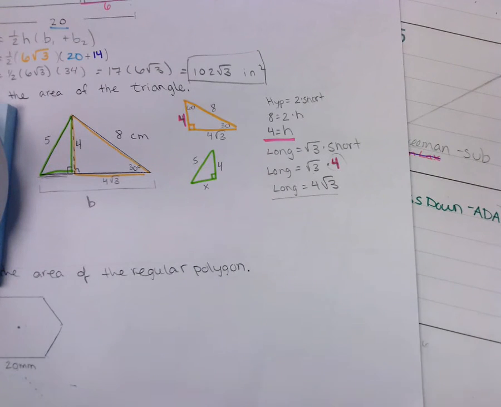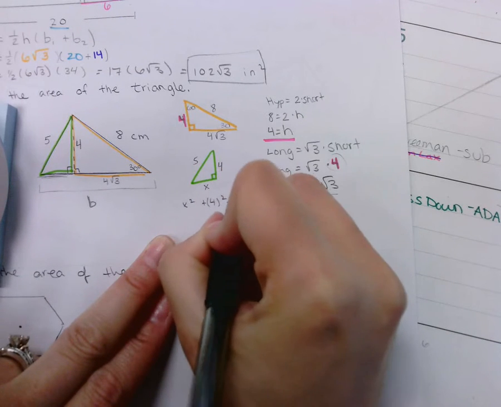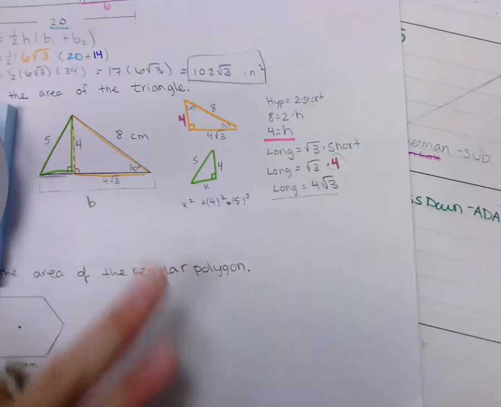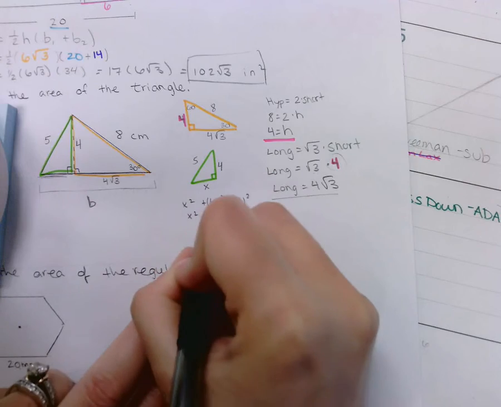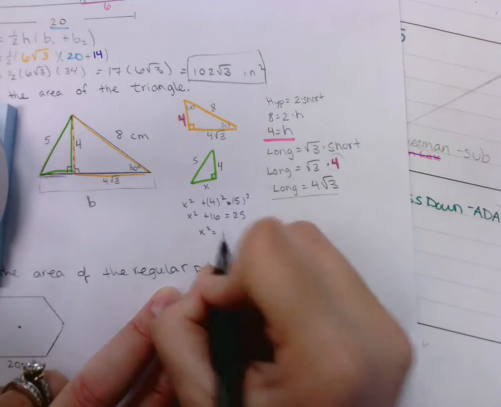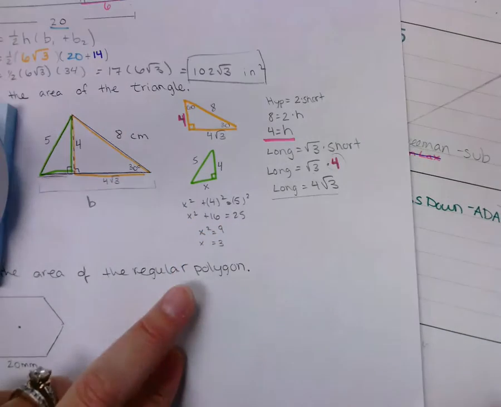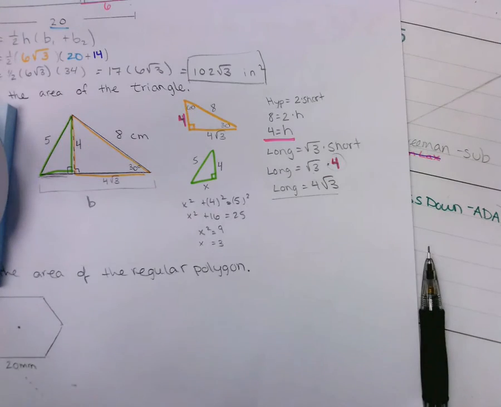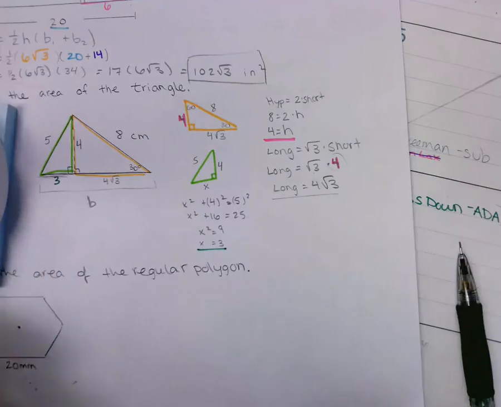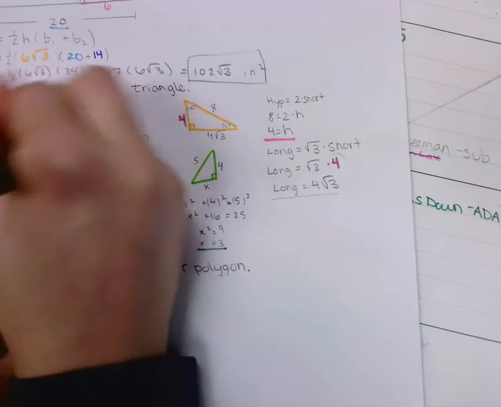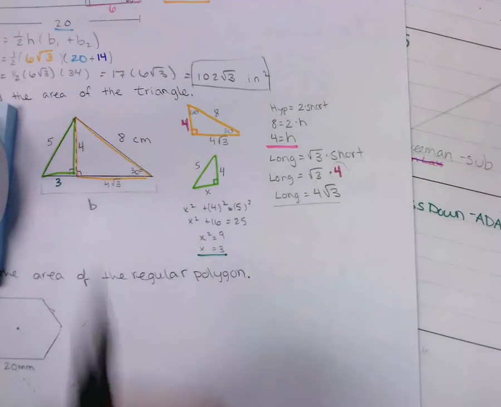You just did it. Pythagorean theorem. Yes, Pythagorean theorem. So you're going to do x squared plus 4 squared equals 5 squared. So x squared plus 16 equals 25, and then 25 minus 16. So x, which is this piece here, is 3. And then we had found earlier that this was 4 root 3.